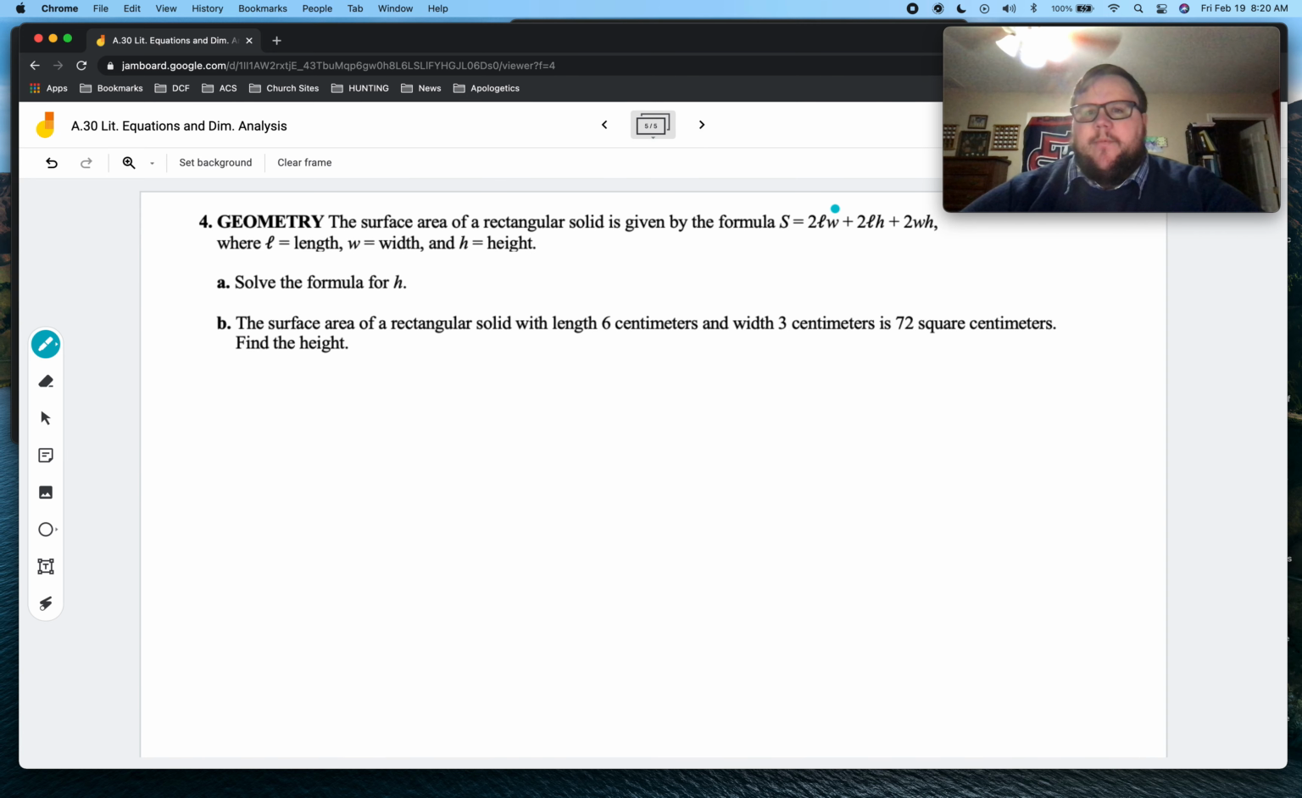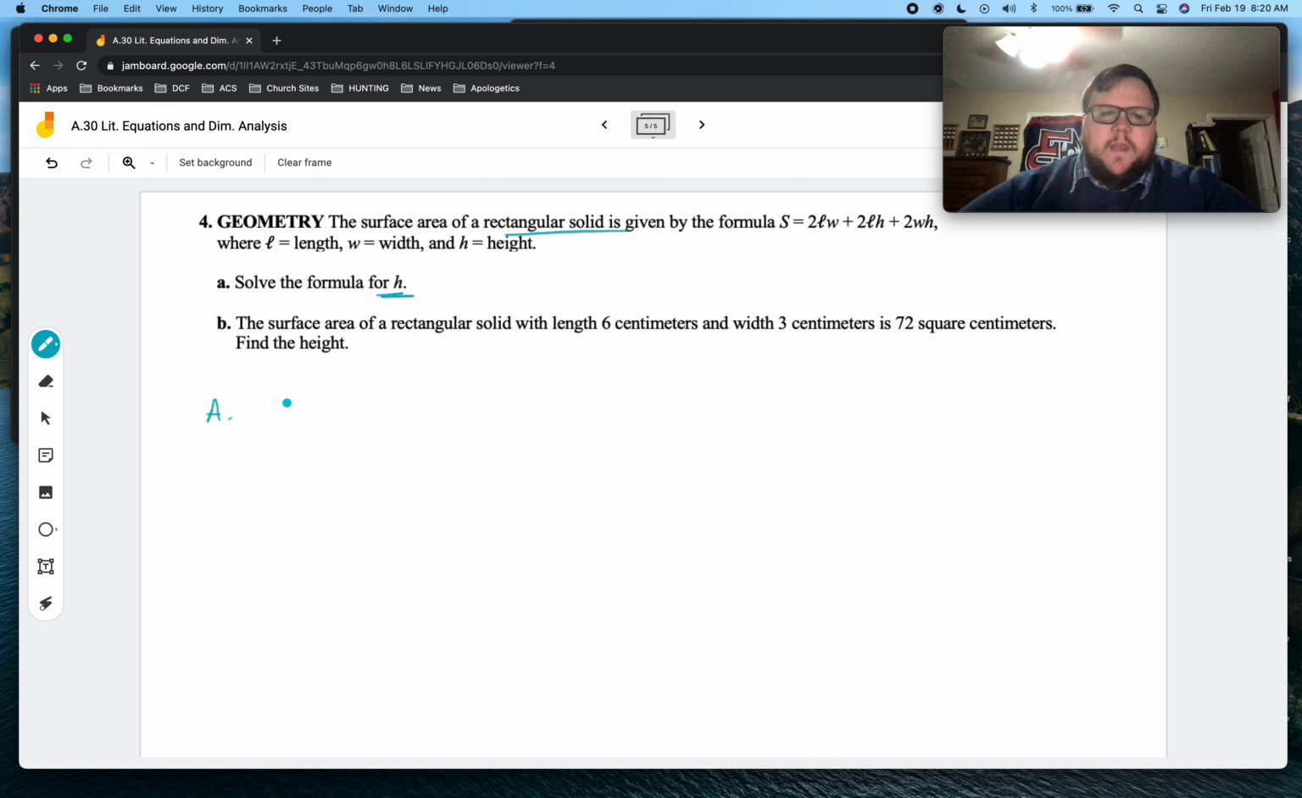Alright, last problem I'm going to go over with you guys. The surface area of a rectangular solid is given by the formula surface area equals 2 times length times width plus 2 times length times height plus 2 times width times height. Solve the formula for H.